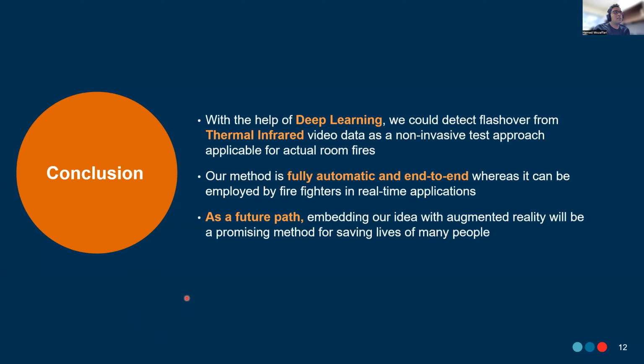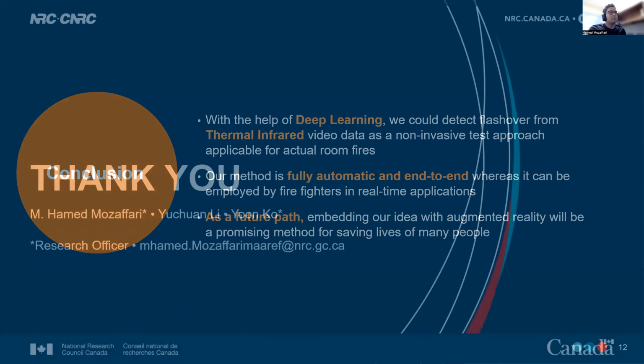As a conclusion, this was the first use of deep learning with thermal infrared imaging technology as a non-invasive test approach for actual room fire tests to predict flashover incidents. Our method was fully automatic and end-to-end, and it can be embedded into embedded systems for use by firefighters in the near future.